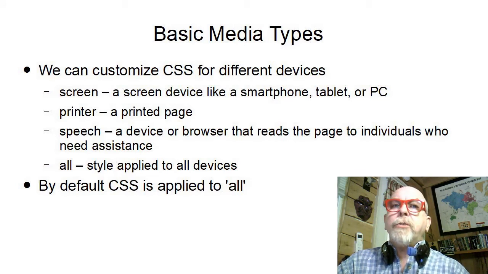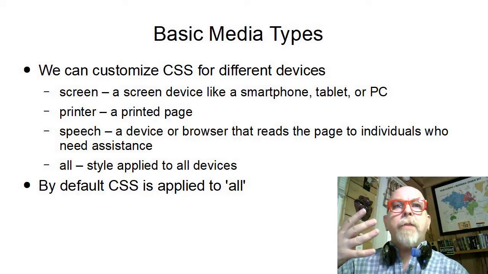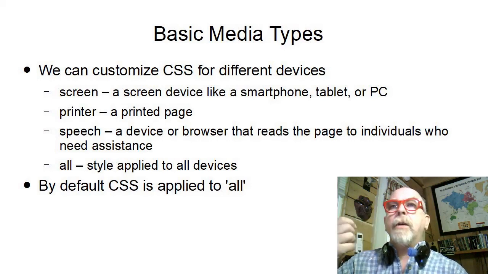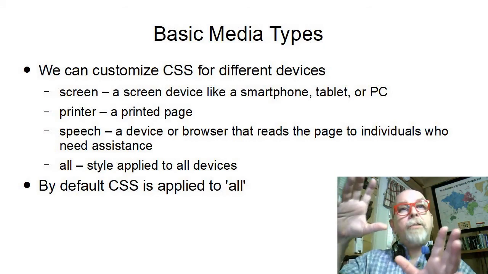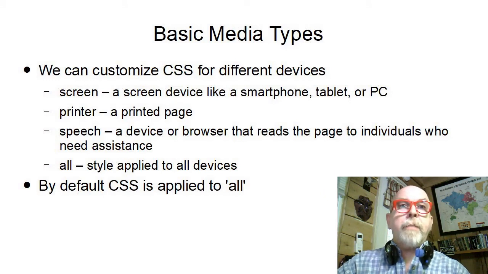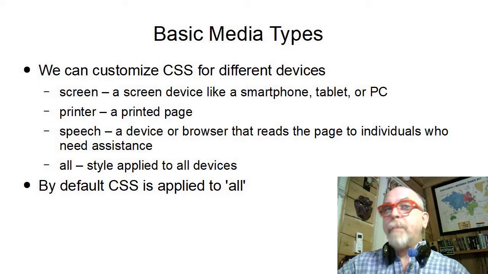In the prior version of CSS, there were several more basic media types, but these are the four that are currently in the standard. The screen media type says apply this CSS to any screen, whether it be a screen on a Braille terminal or a desktop computer or a smartphone or a tablet. So apply this media when you're displaying it on the screen. The print media says when you're printing it, apply this style.